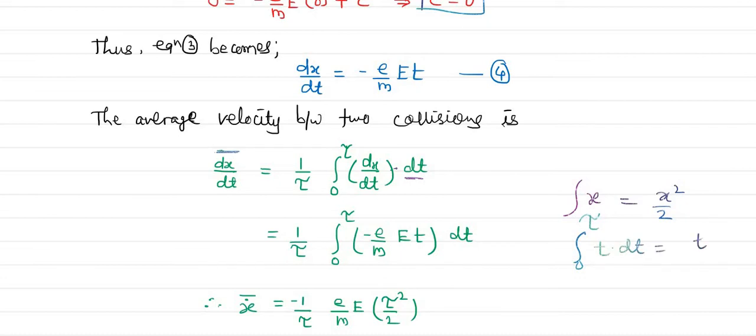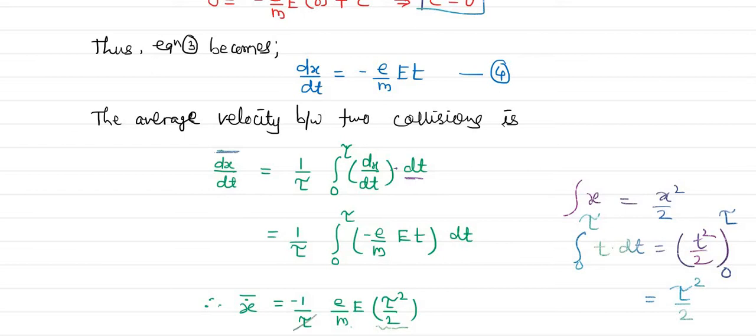It is t square by 2, but here it is a definite integration, that's why the limits are 0 to tau. And after substituting the limit, how do we substitute? Upper limit minus lower limit. The upper limit is tau, the lower limit is 0, so no need to worry about the lower limit. It is simply tau square by 2. So that's why I have written here directly tau square by 2, minus e by m, capital E as it is, minus sign I have written here, and 1 by tau from the first term as it is.